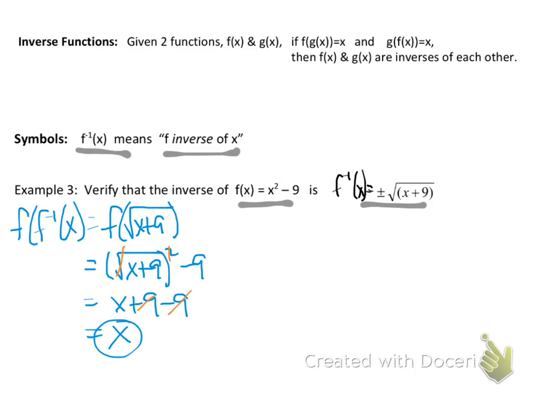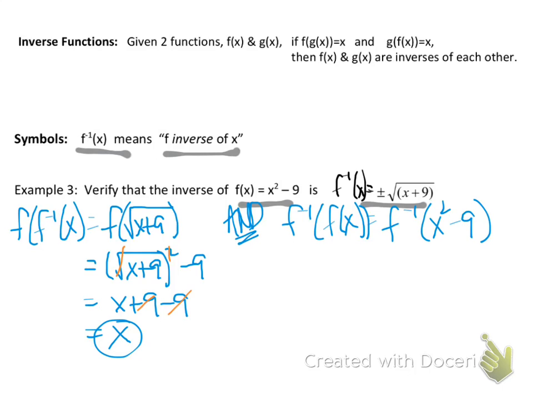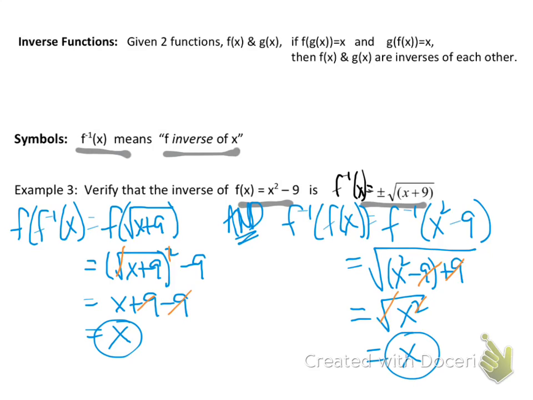However, to verify that they're inverses, you actually need to do it both ways, so we need to compose it the other way as well. So f inverse of f of x, again we're going to replace that inside f of x with what it is, x squared minus 9. And then we're going to plug that into the inverse function. So to begin with, you can see that the minus 9 and plus 9 cancel. We're left with the square root of x squared. Again, they undo each other, and so we're left with x. So they are indeed inverses.